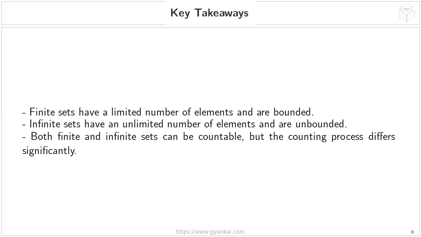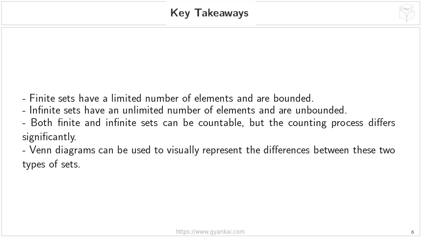Now, this is a crucial point. Both finite and infinite sets can be countable, but the counting process differs significantly. When we say countable, we don't necessarily mean we finish counting. For finite sets, we do finish. For infinite sets, we can establish a one-to-one correspondence with the natural numbers, meaning we can pair each element with a natural number, but the process never ends. Remember, we talked about how even though we can't count to the end of the natural numbers, we can still say it's countable because we can map it to itself.